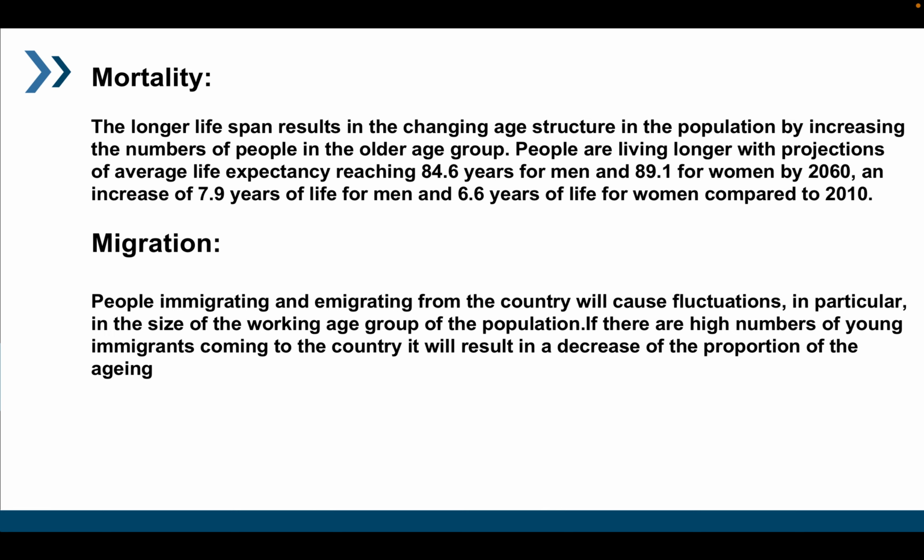compared to 2010. The longer lifespan results in a changing age structure in the population and increases the number of people in the older age group. The average life expectancy of the older population will depend on the progress in medicine to prevent the diseases which are the leading causes of death. Among the top three causes of death are ischemic heart disease, stroke, and chronic obstructive pulmonary disease. So the next one is migration.